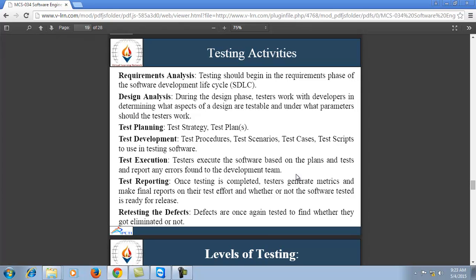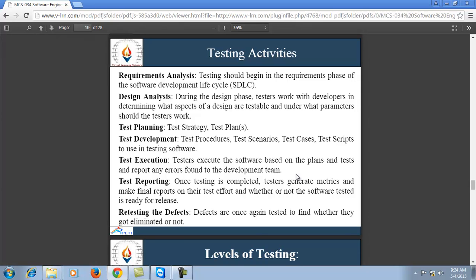And again, if you find some sort of errors, then these errors will be rectified. They will be fixed by the development team. And again, these errors are tested and ensured whether they have been rectified or not. So this work is done under retesting, the defect phase of testing.